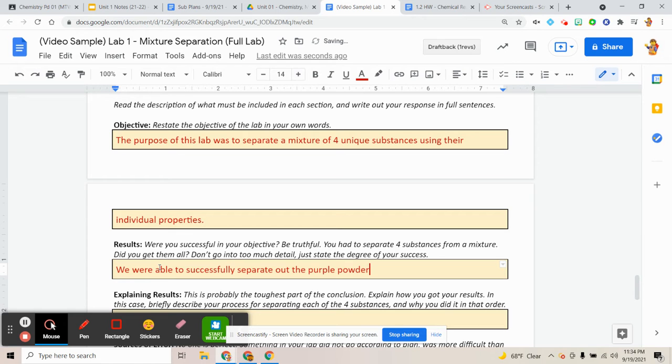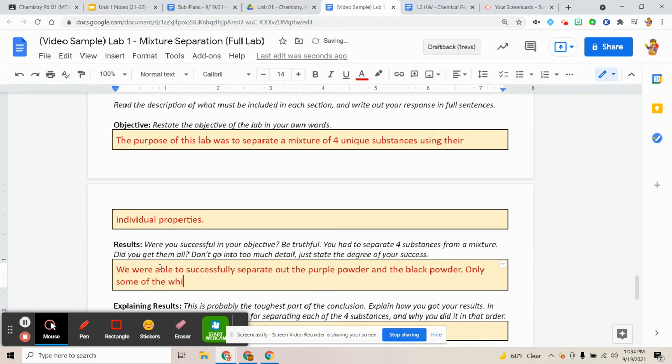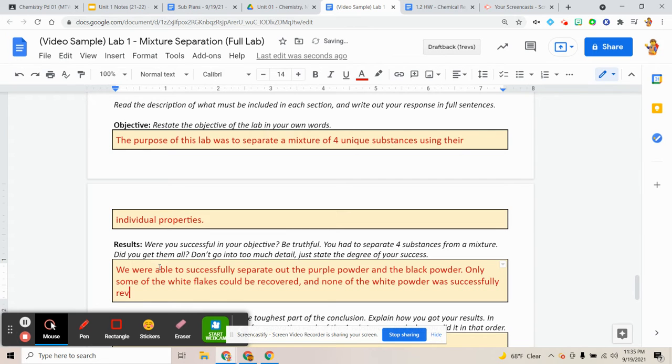And again, don't mind my spelling. The black and the black powder. Only some of the white flakes could be recovered, and none of the white powder was successfully recovered.